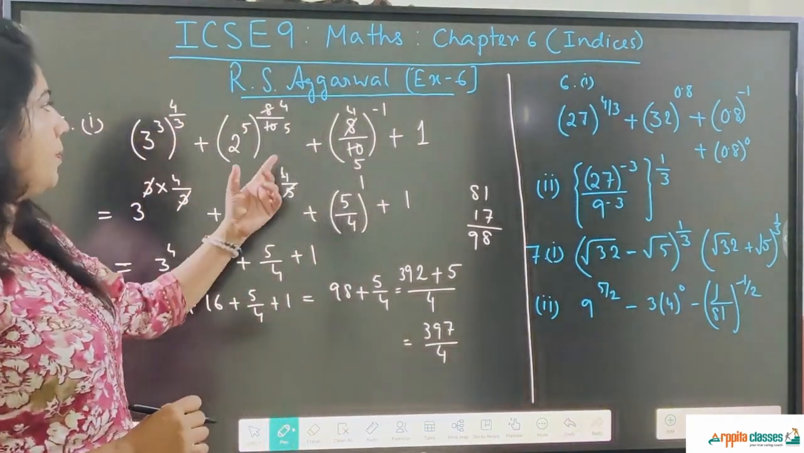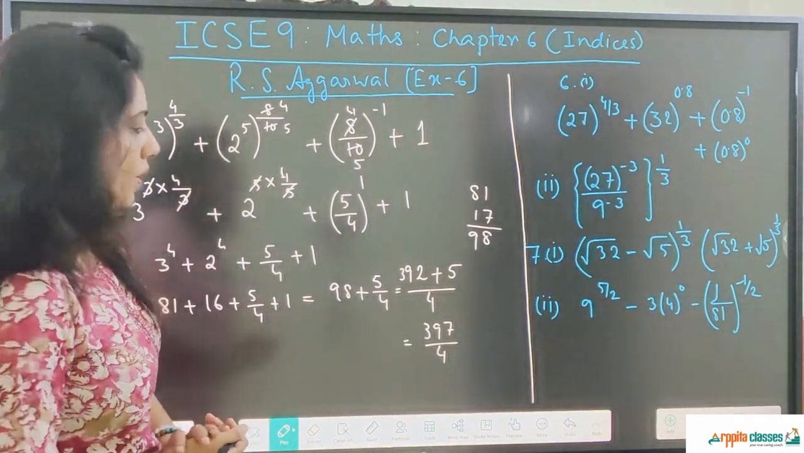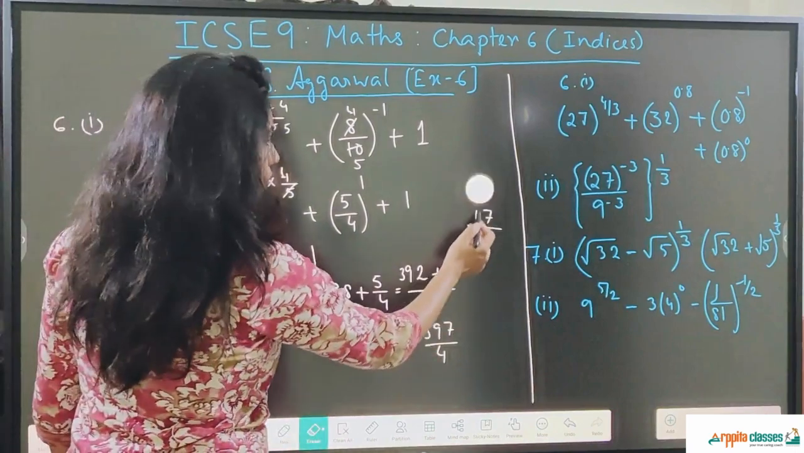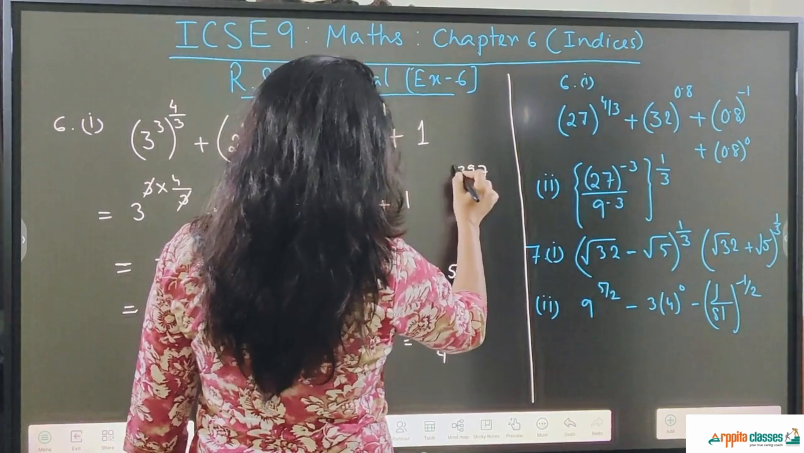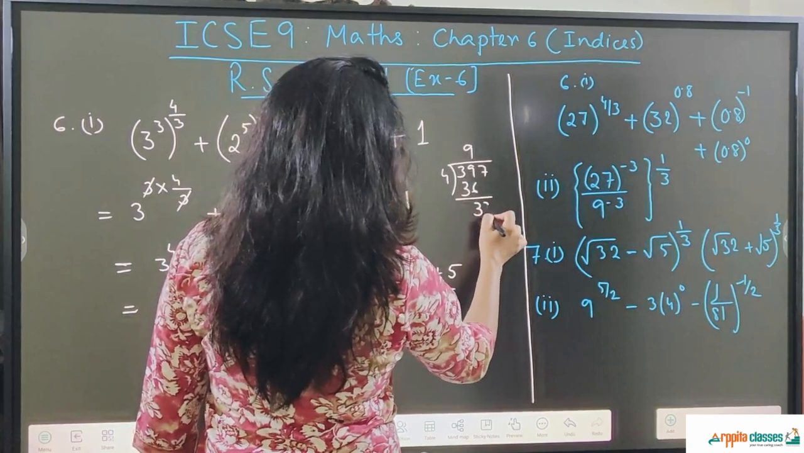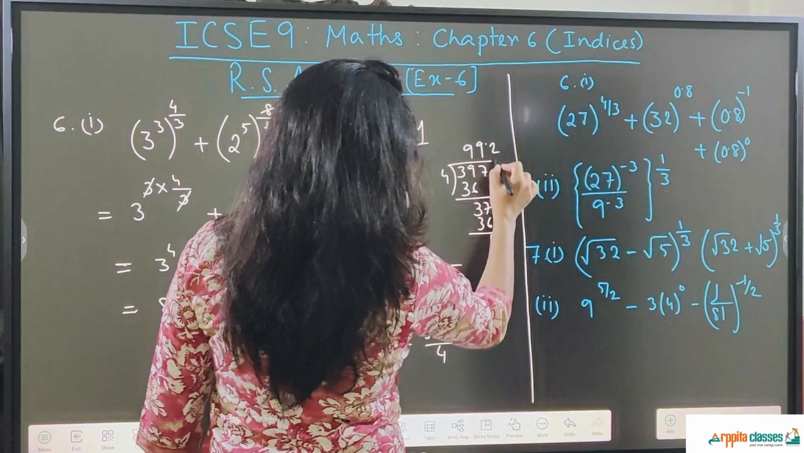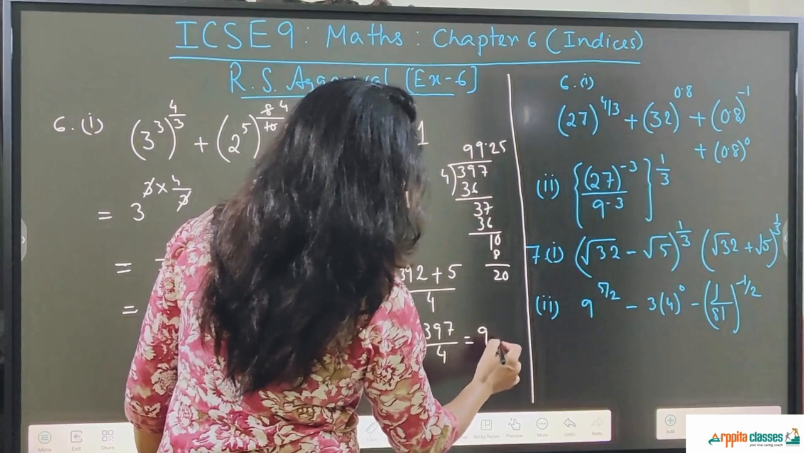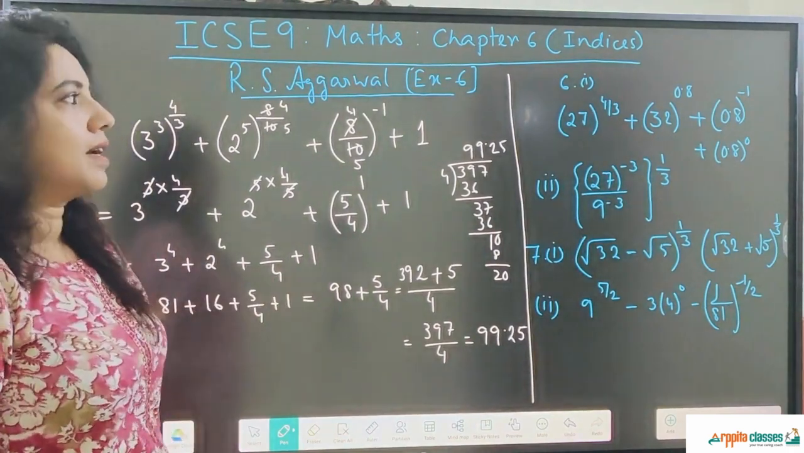So we have to give it in the decimal form because the question is given in decimals. So let us divide it. 397 upon 4. So I will do it here. 397 divided by 4. So it is coming 99.25. So the answer is 99.25. So this is the answer for the 6th first one.